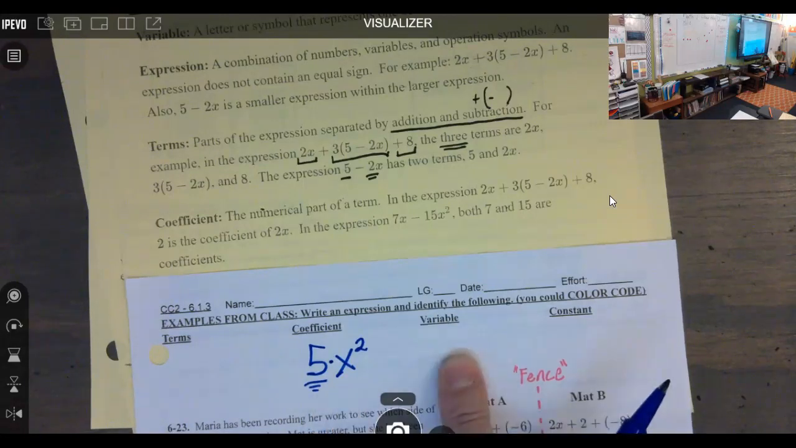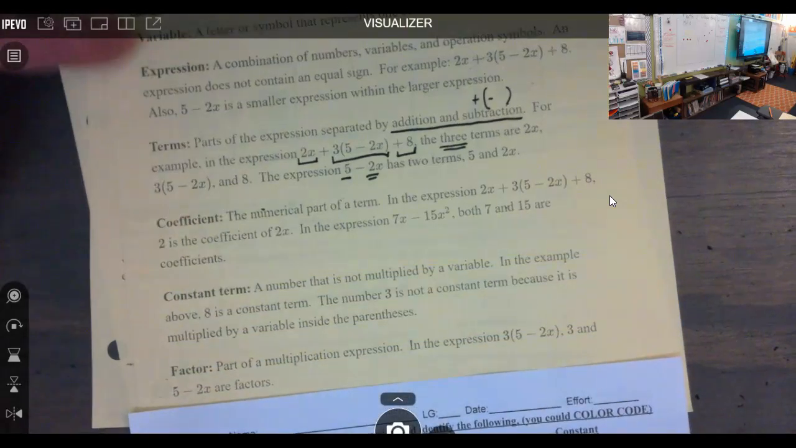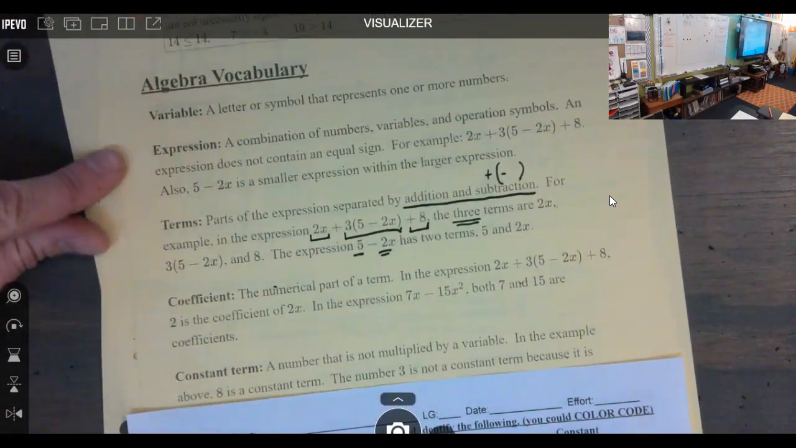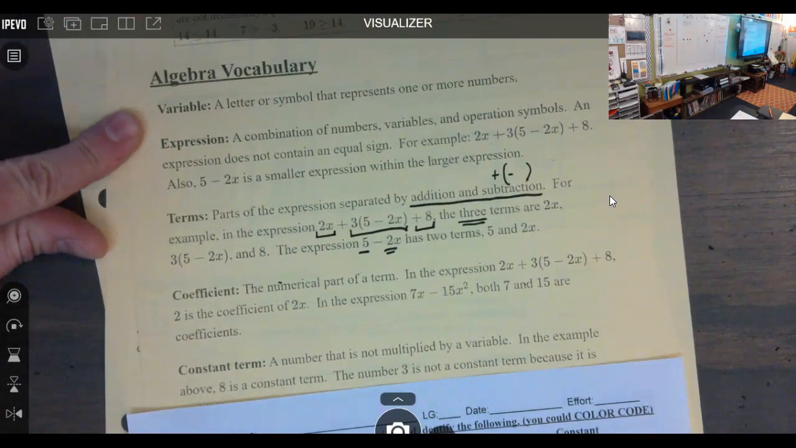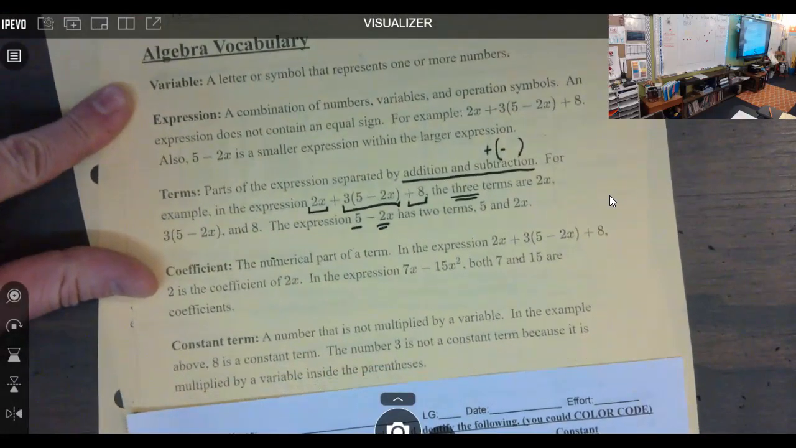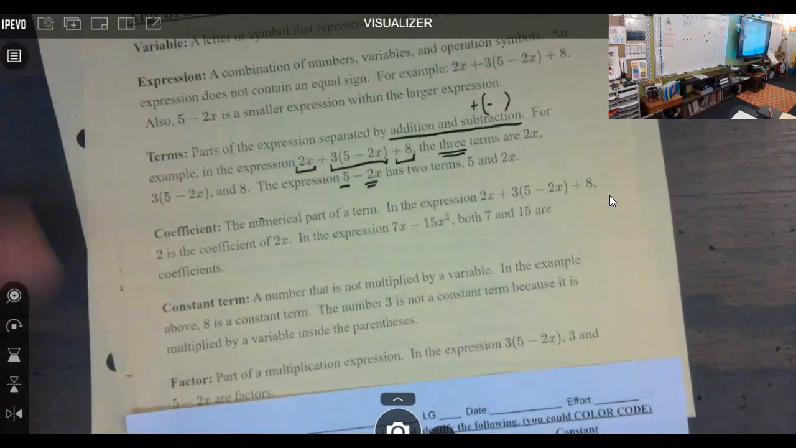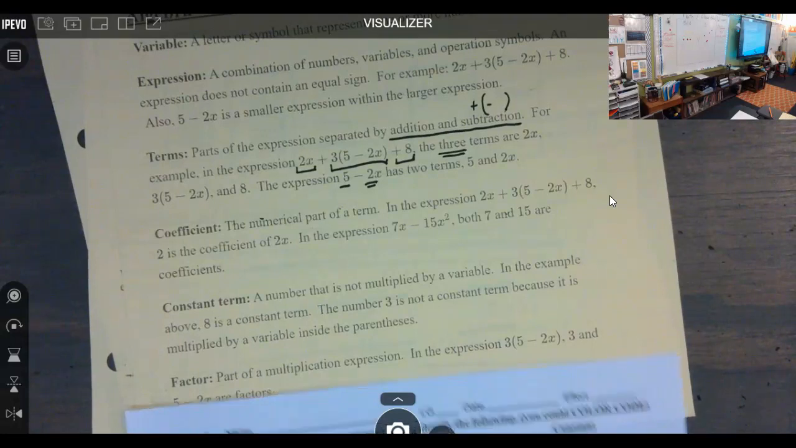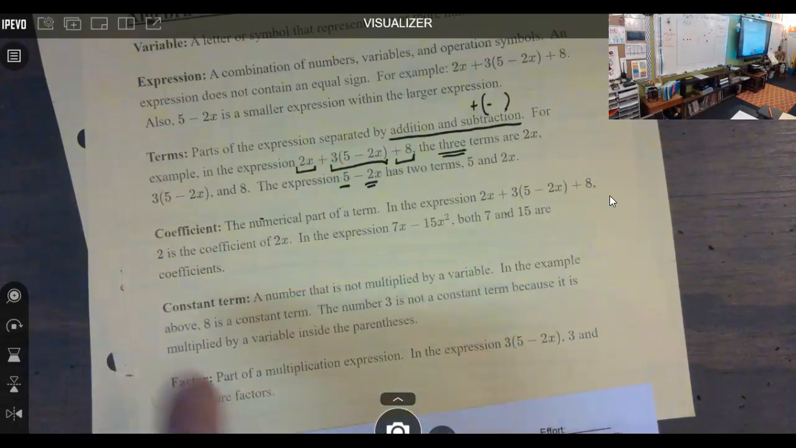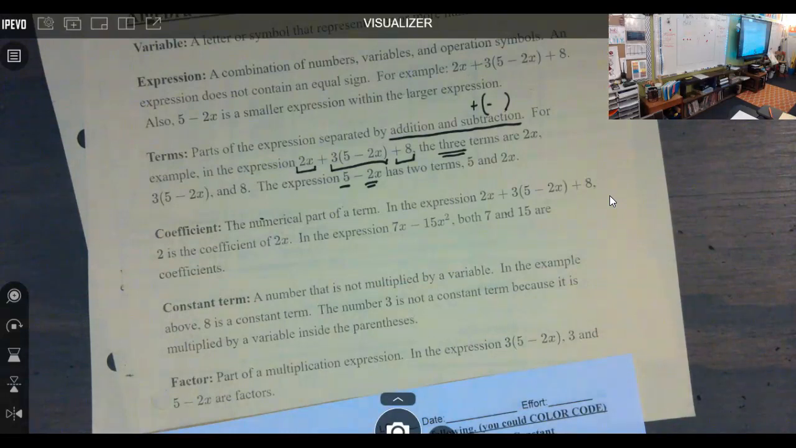The variable is the unknown part, the x, the y, the z, the a, the b, the k. It doesn't matter what letter we're using. The variables are our unknown parts. Sorry, it's back up here at the top of your vocab list. And a constant term is the number we know, right? Constant means does not change. So it's the not variable parts. The constant terms are not variable parts.